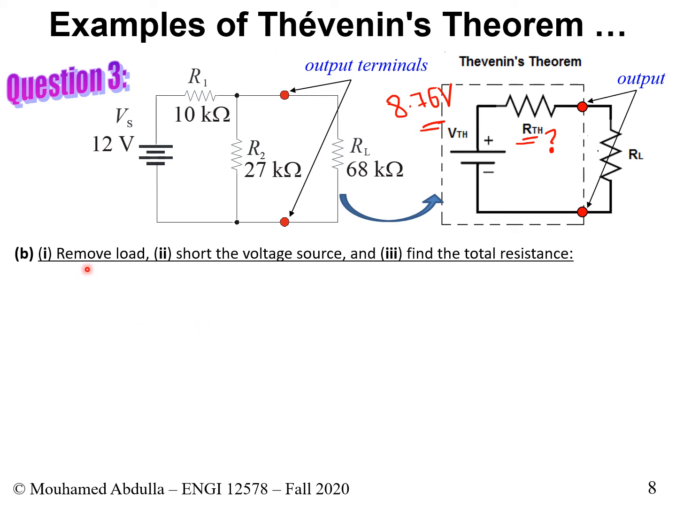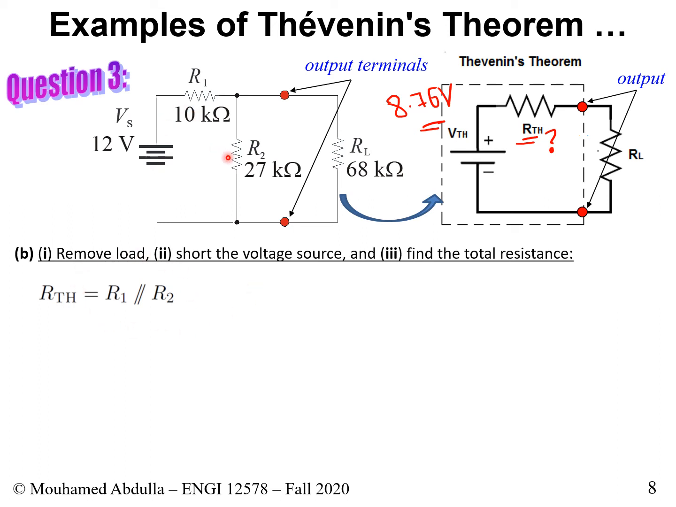First thing first, we go back to the original circuit. We remove the load, we get rid of it. Then we short the voltage source. So we replace this by a short, and we find the total resistance between the output terminals. If we remove the load and short the source, we'll essentially get simply R1 in parallel with R2. If we do that, this is what will give us our value for RTH.